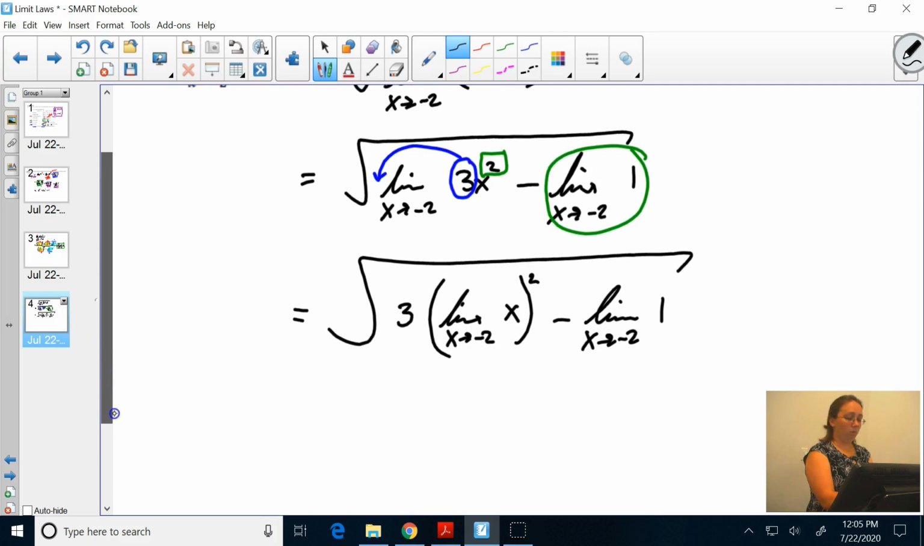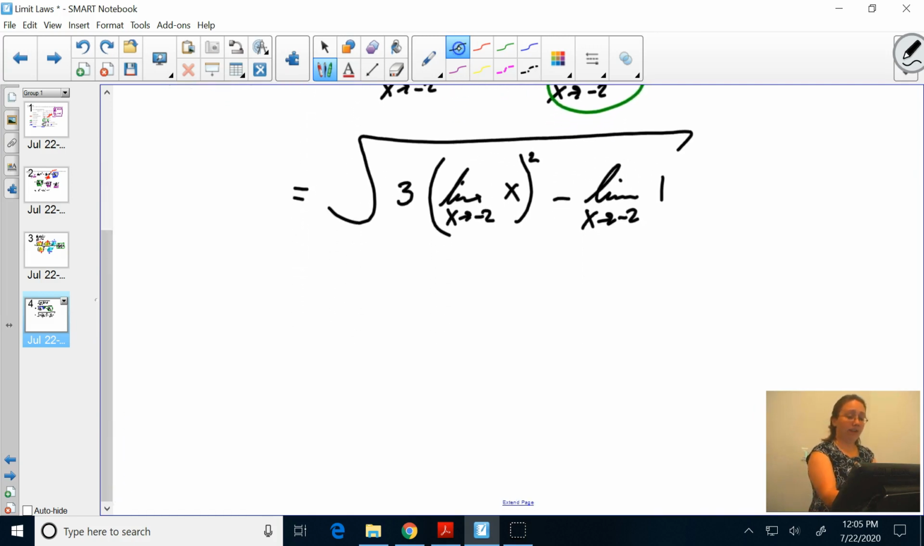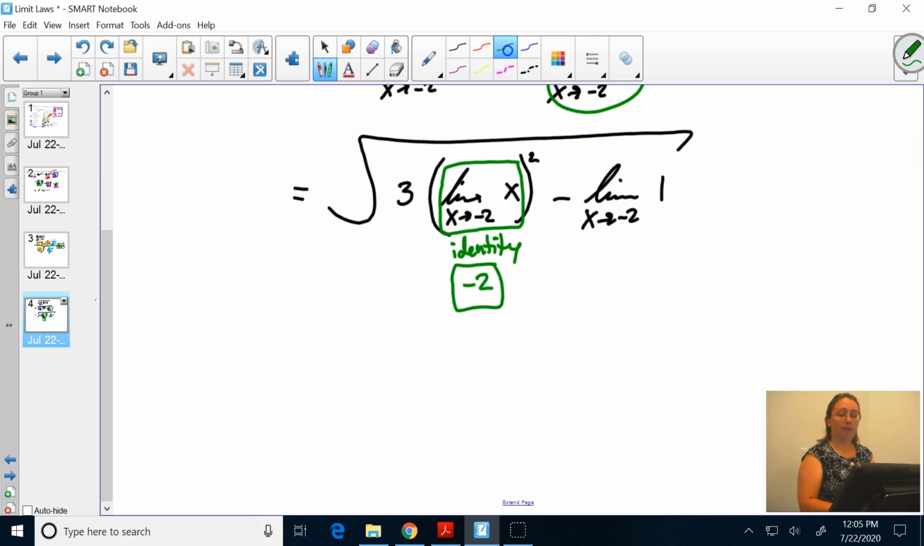Now, we actually have a value this time, so we can evaluate this. For an identity function, what is the limit of x as x approaches -2? Remember, for identity functions, if you want to know what x is doing, do what x is doing. So it says x is approaching -2, so the limit of x has to be approaching -2. That's what the box is going to be. Over here, if the function is always 1, the limit is also going to be 1.